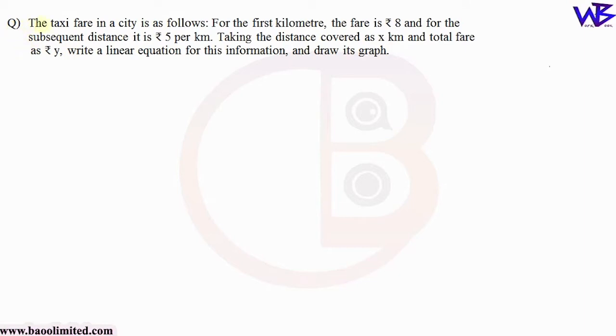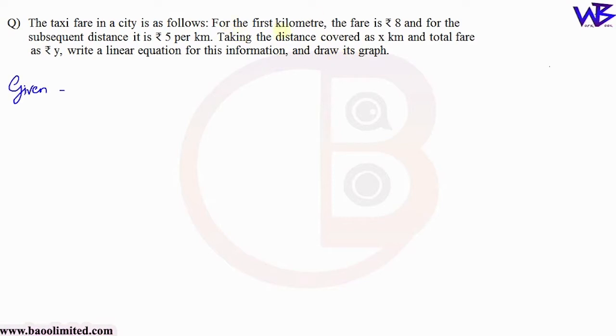The question is, the taxi fare in a city is as follows. For the first kilometer, the fare is rupees 8 and for the subsequent distance, it is rupees 5 per kilometer. Taking the distance covered as x kilometer and total fare as rupees y, write a linear equation for this information and draw its graph.